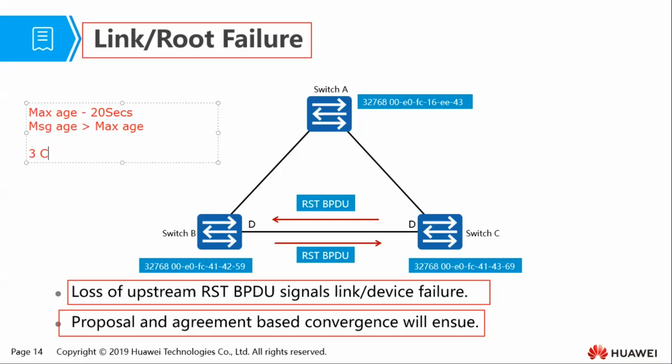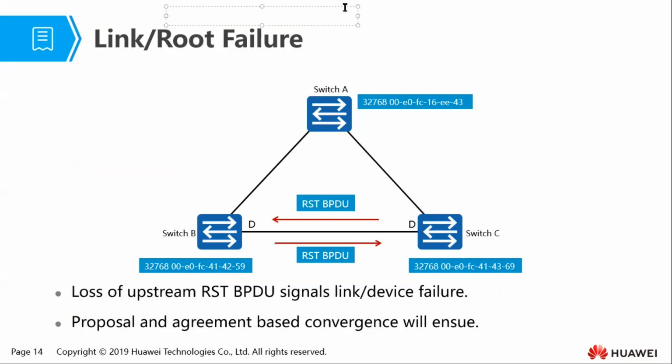If we miss 3 consecutive hello timers, so that is 6 seconds, because the hello timer is 2 seconds, if we don't get a BPDU within 6 seconds, we begin the proposal and agreement between the switches.